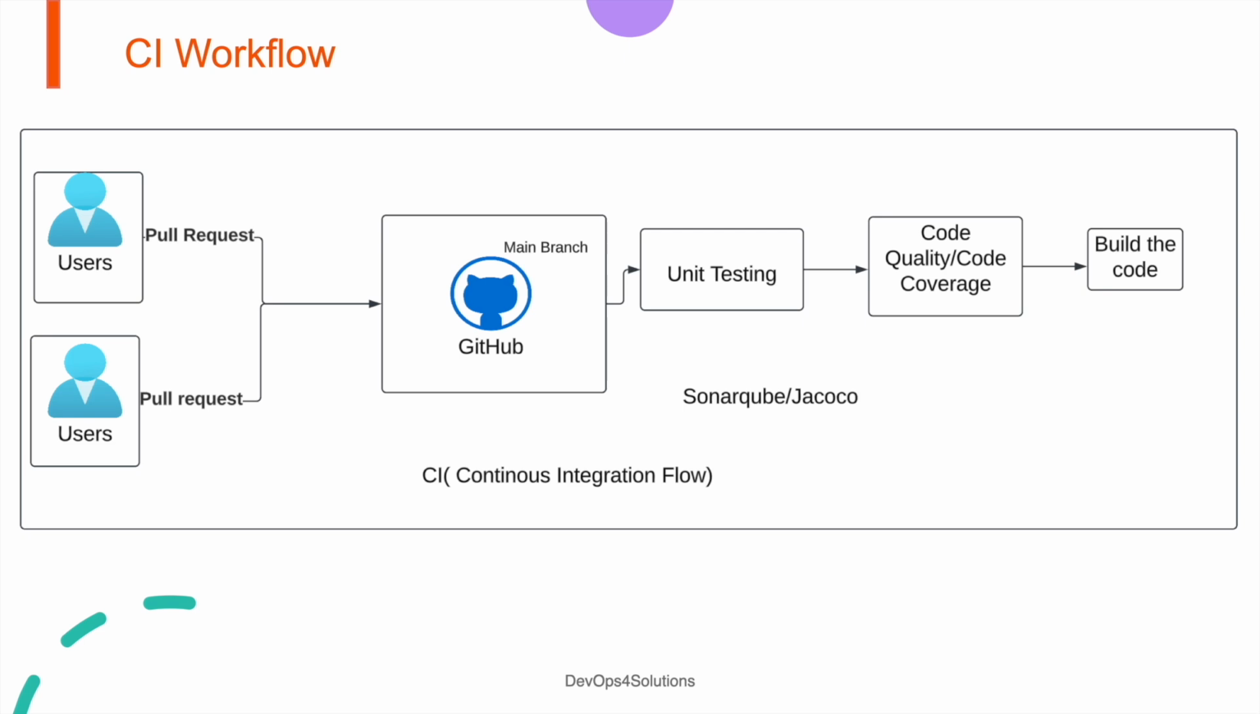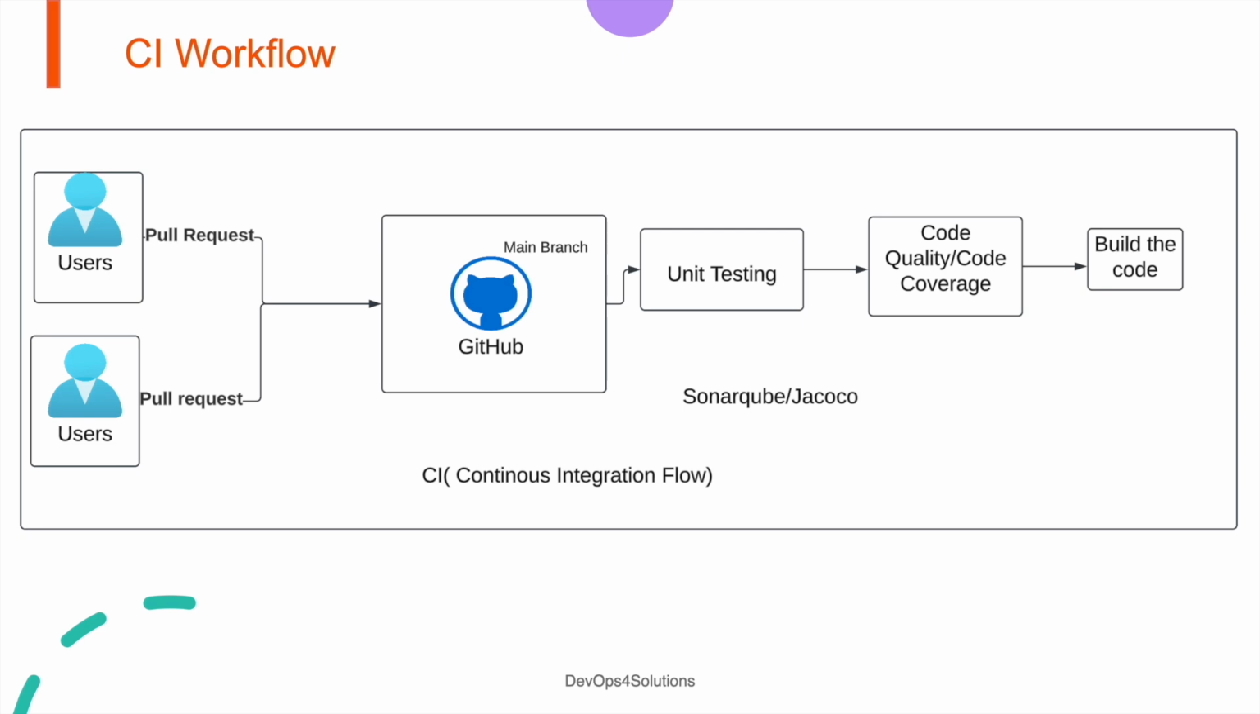Now as a new developer or any existing developer, if I have to make any new changes or add new functionality, what is the process? They create a feature branch out of the main branch. This way they can work on their specific task without impacting the main branch code.